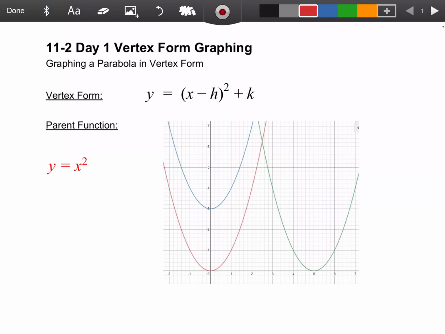We're going through our next section, 11.2, and we're going to spend 2 days on this. This first one is going to be all about vertex form, and so it's a little different form. There's three different forms of a quadratic equation that we're going to be studying. This is the vertex form.